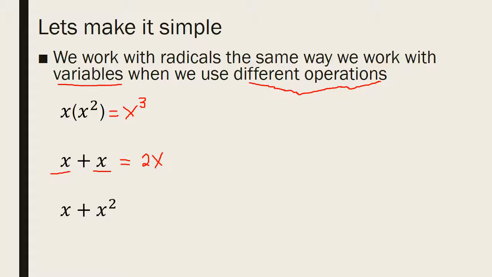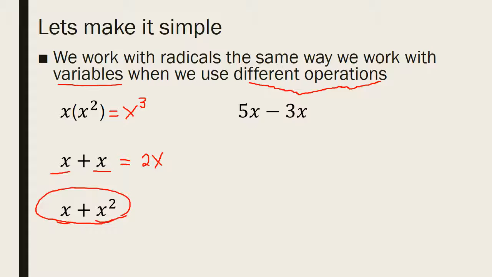And the third example, we have x plus x squared. Again, we're adding variables. That means I'm looking for like terms. I'm looking here, I see x and x squared, and these two are not like terms, which means that this expression is in the simplest form.